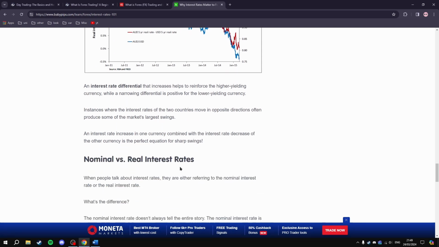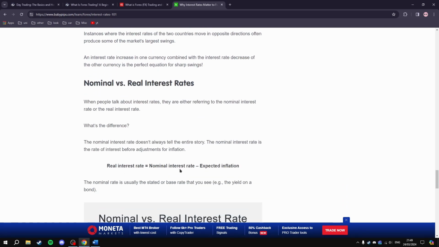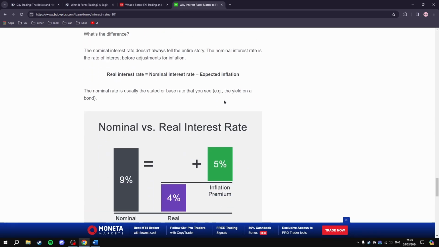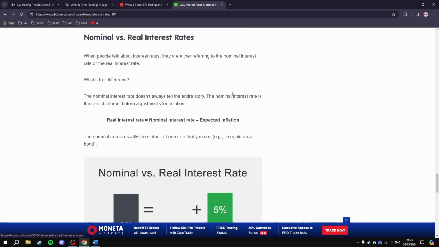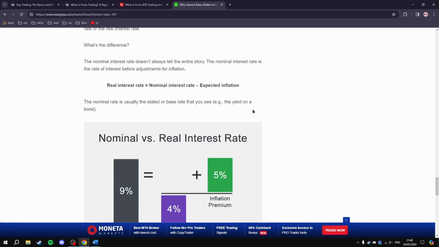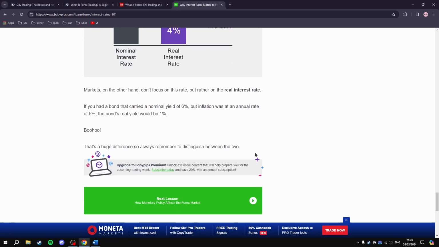The nominal versus real interest rates. Real interest rate is equal to nominal interest rates minus expected inflation. Nominal is the one that's written down before adjustment for inflation. And yeah, that's that.